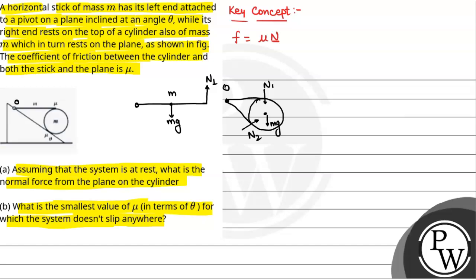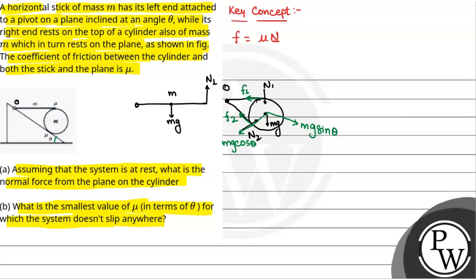First will be towards this direction due to the stick's motion, that will be F1, and the second one will be due to the incline, that is F2. The angle of the incline is theta, so parallel to the incline the weight component will be mg sin theta, and perpendicular to the incline it will be mg cos theta.